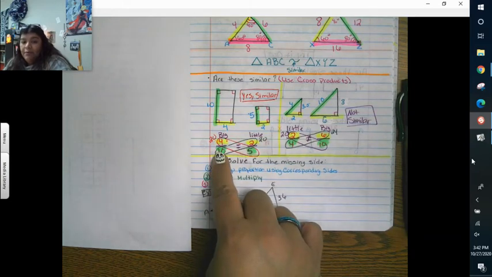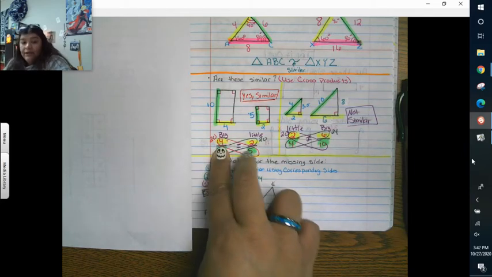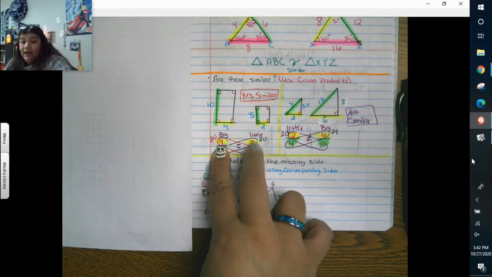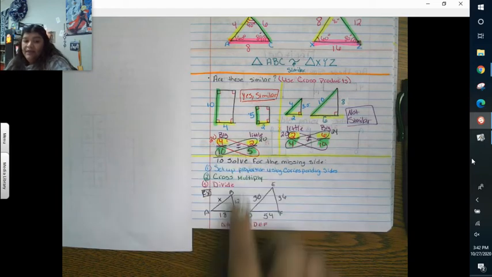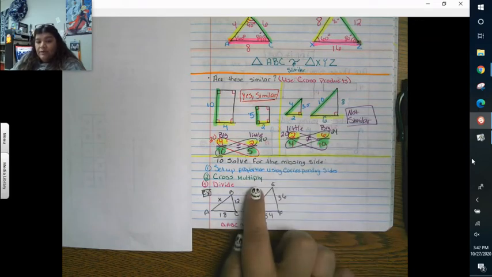If I take a number away, if I take that 10 away, to figure it out, you'll be doing what we've been doing all 9 weeks already. You're going to cross multiply the numbers you can, divide by the number you can't. Okay? So just right here, set a proportion using corresponding sides, cross multiply, divide.